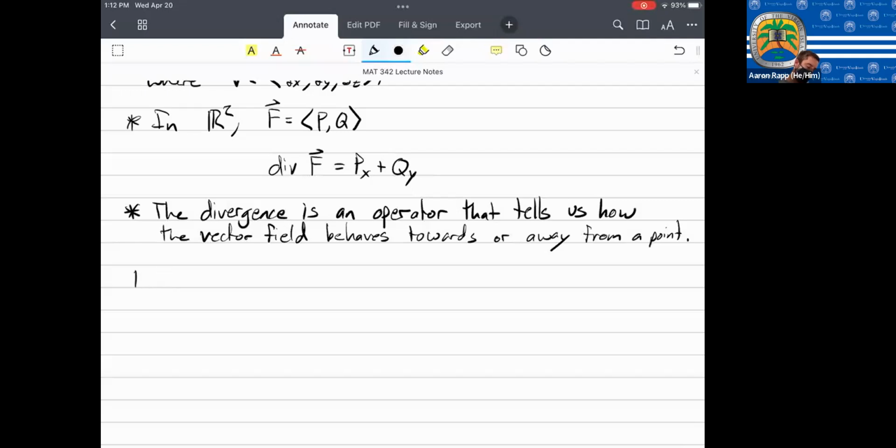So for example, real quick example. If we had this vector field 2x, 2y, when we first studied this, we were looking at it and we said, okay, well, this is always going to be creating vectors that are pointing away from the origin. All vectors of length 2. Let me do a different color.